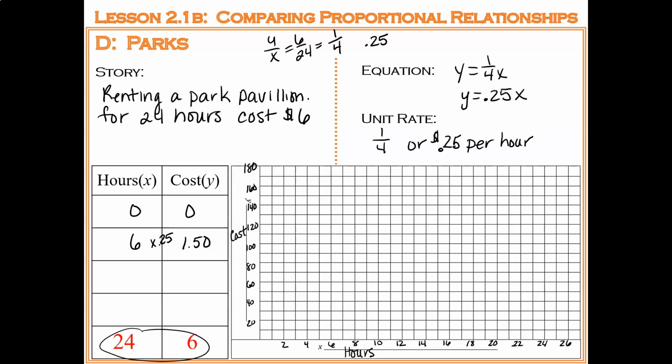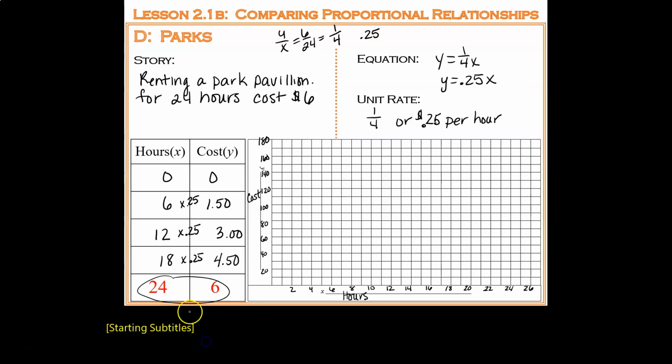If we rent it for, let's say, 12 hours, otherwise we're going to be all bunched up in the corner over here when we graph it. 12 times a quarter is $3. And if we rent it for 18, 18 times 25 hundredths is $4.50. And 24 hours is $6.